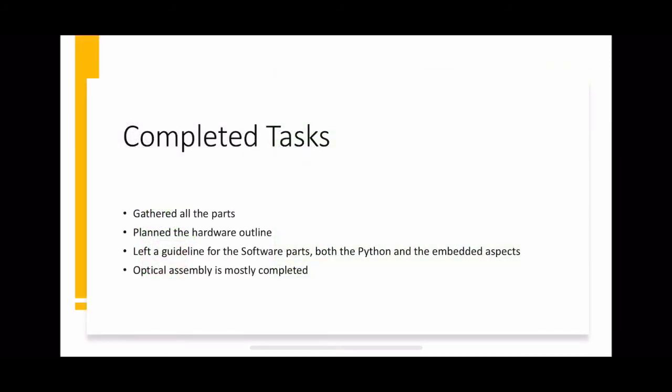So with our completed tasks, we have gathered all the parts, we planned out the hardware, and as for the software, we left a guide on how our plan is going to tackle the software, but it still needs to be completed. And the optical assembly is essentially 95% completed.